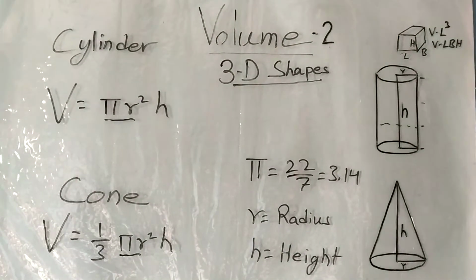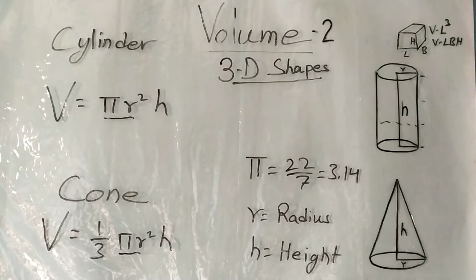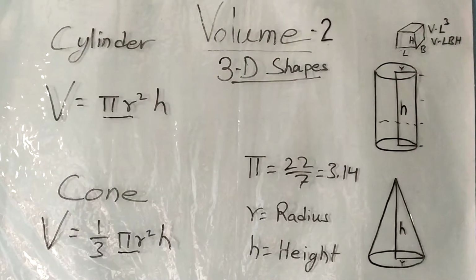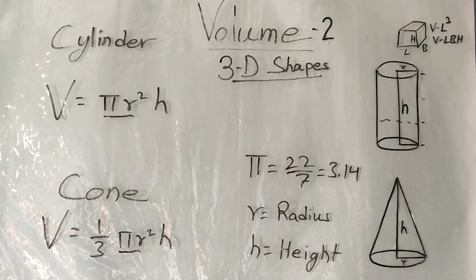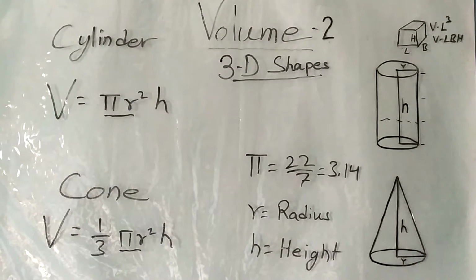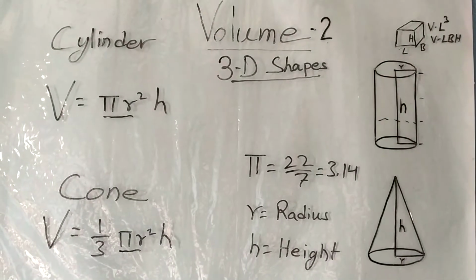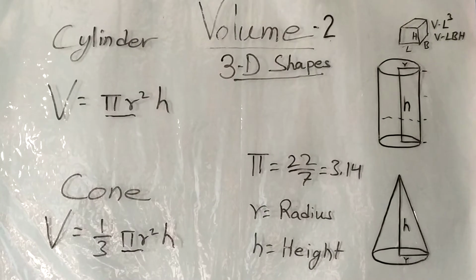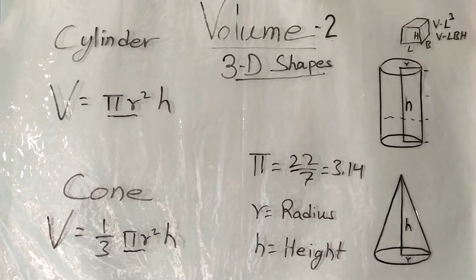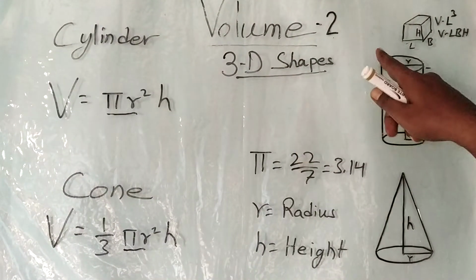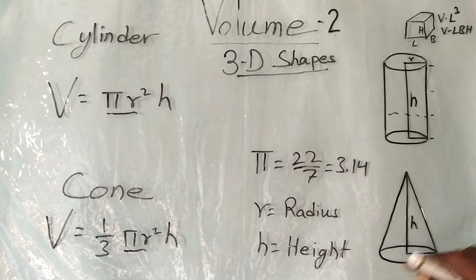In this channel, we discuss the interesting and main topics of math and science. Till now, we have discussed different types of geometrical shapes and how to find the perimeter and area of those shapes. Today, we will discuss how to find the volume of 3D shapes, that is, the cylinder and cone.